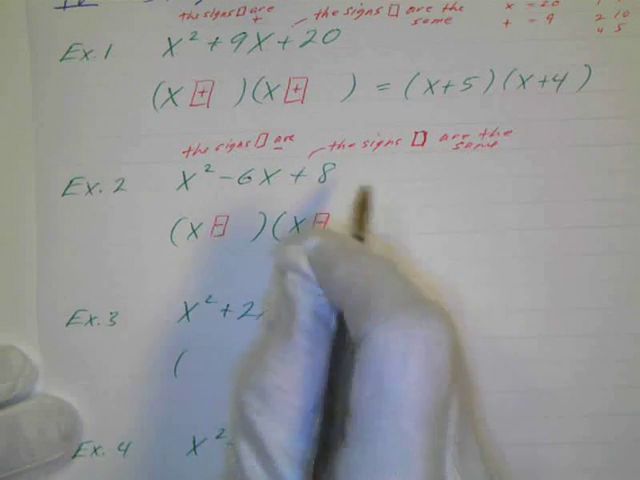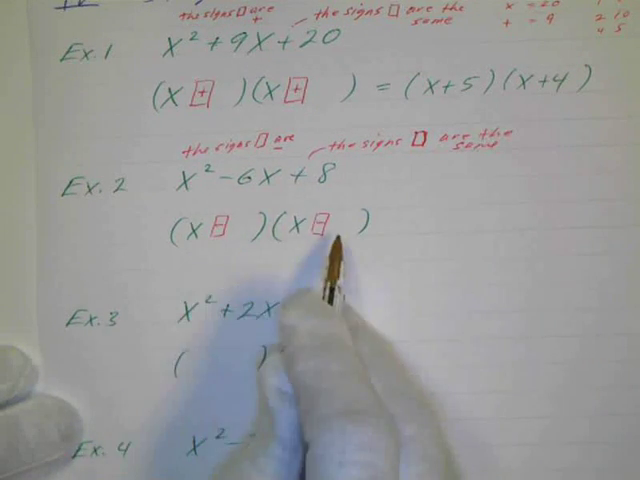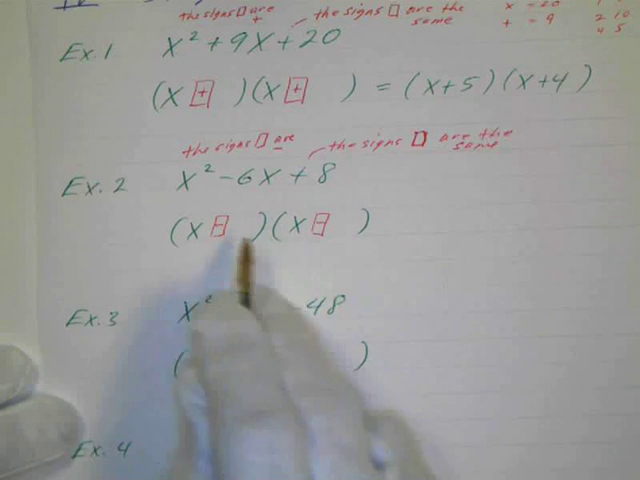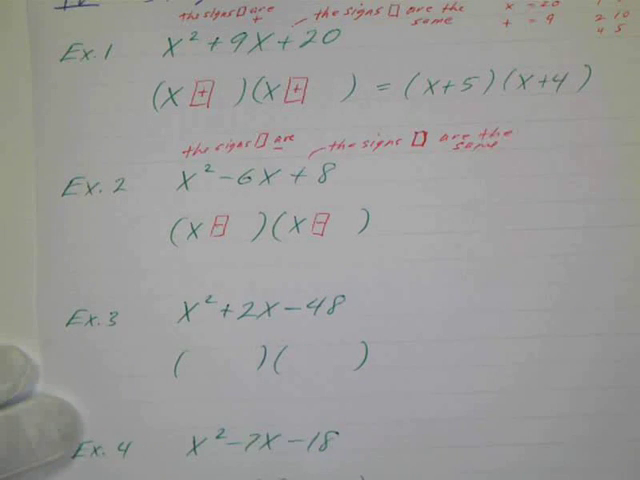A negative times a negative is a positive, and they're going to have to add up because the outside and the inside are both going to have to add up to be a negative 6. All right, so I need 2 numbers that multiply to give 8.